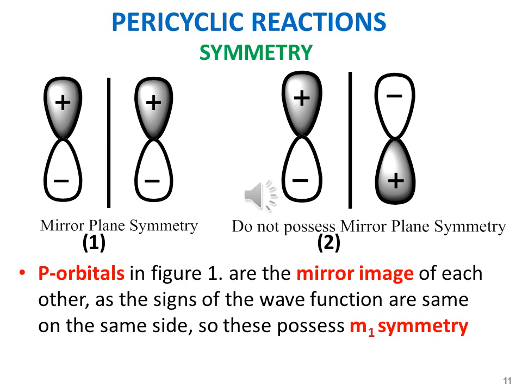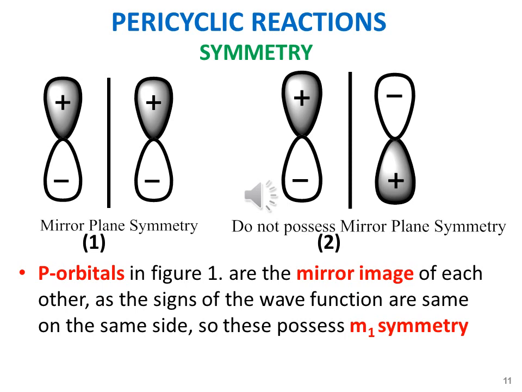Whereas in the second picture that is present on the right side of this slide, one of the 2 p orbitals has the positive lobe on the upper side and the other has the positive lobe on the lower side, and similarly one has the negative lobe on the upper side and the other has the negative lobe on the opposite side, and hence they don't possess the mirror plane symmetry. What kind of symmetry do they possess? They possess another kind of symmetry that is called the C2 symmetry. What is C2 symmetry? We will discuss it in the coming slide.